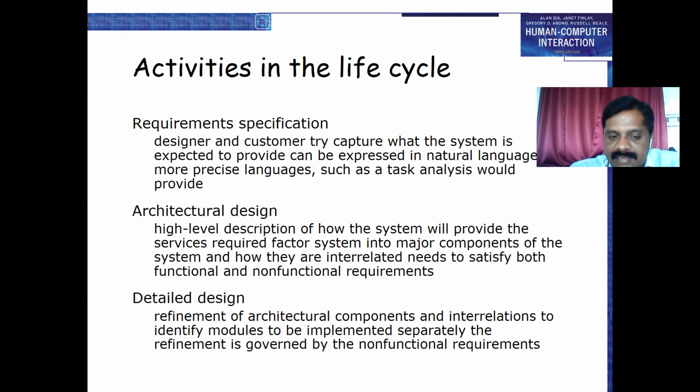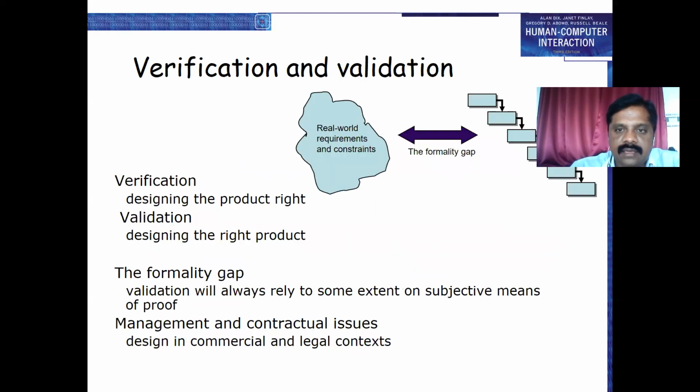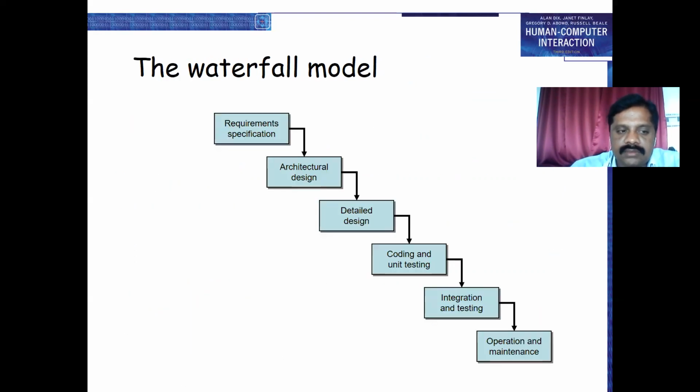Next, detailed design. A refinement of architectural components and their interrelations to identify modules to be implemented separately. The refinement is governed by the non-functional requirements. The next slide is verification and validation. Before that, about the waterfall model: the unidirectional movement of the waterfall model of software engineering shows that every phase depends on the preceding phase and not vice versa. However, this model is not suitable for interactive system design.